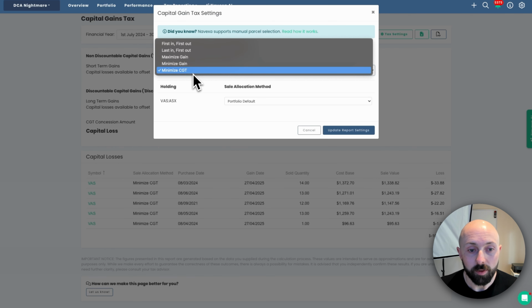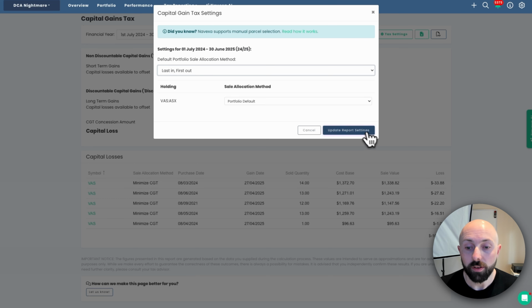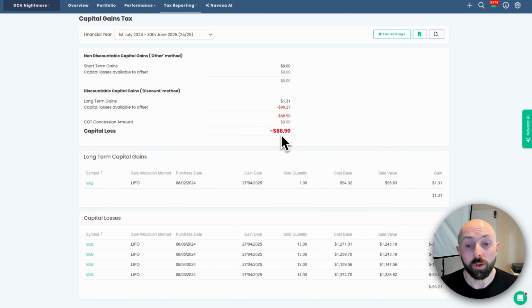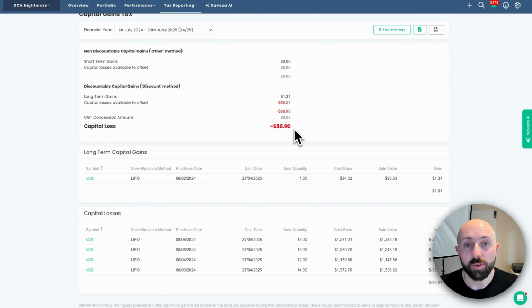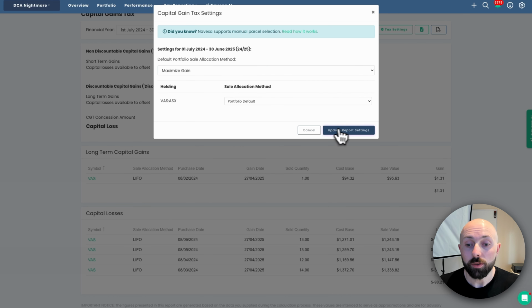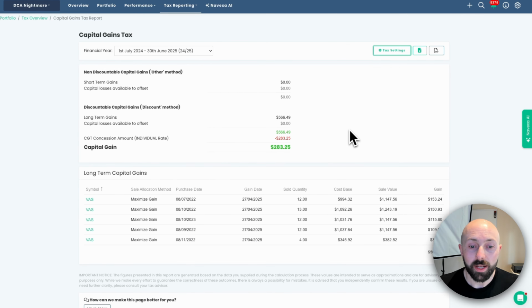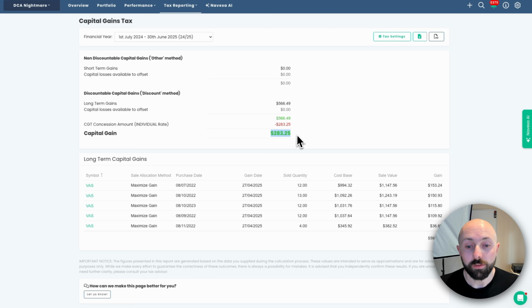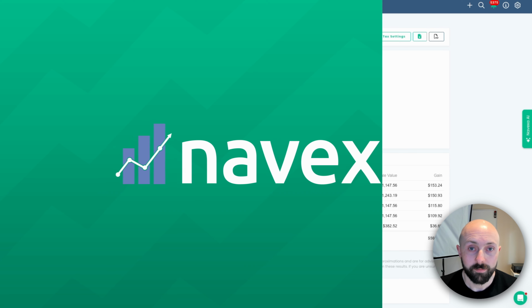You can also experiment with other strategies. So you could do a LIFO strategy, and that again gives us a capital loss because it's using the most recent parcels first, but not as big of a loss as running a minimized CGT strategy. I mean, also, if you would like to realize the most gain and get rid of those winners, we can run a maximized gain strategy, and you can pay a full $283 in capital gains tax. And this is useful if you want to get rid of those big winning parcels early on, so that you're only left with the higher cost parcels later to reduce your tax bill in future years.